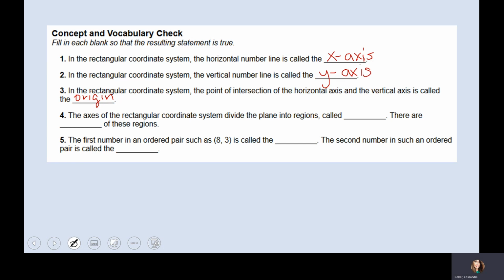The axes of the rectangular coordinate system divide the plane into regions. We've already talked about these, called quadrants, and quad, of course, means 4.